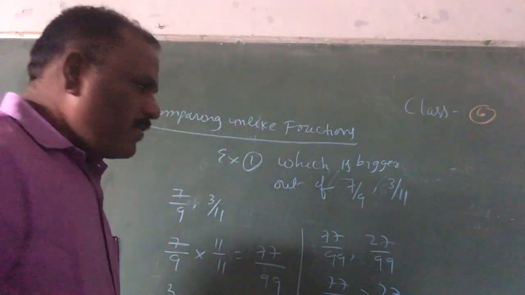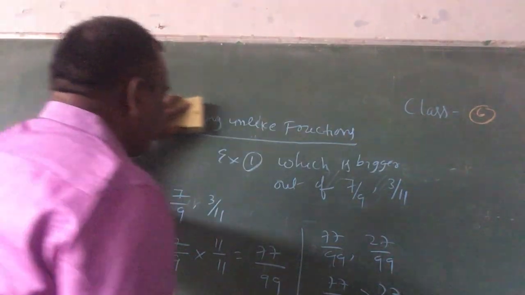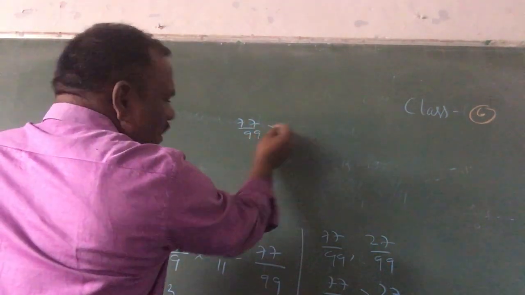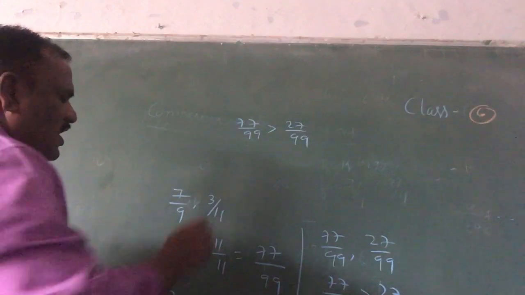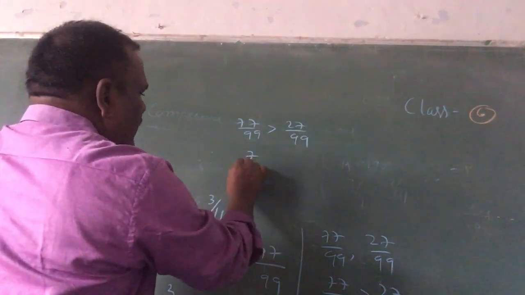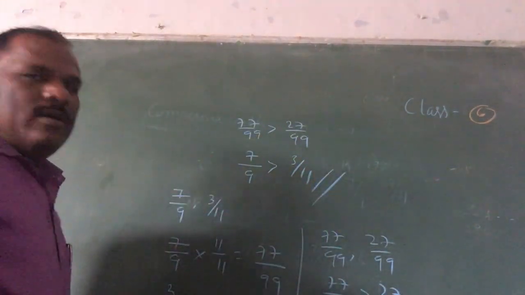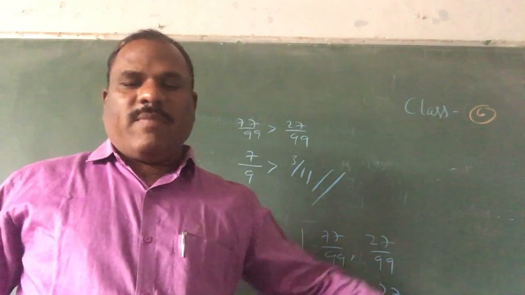So no doubt 77 by 99 is greater than 27 by 99. Why? Because the denominators are the same. Therefore, 7 by 9 is greater than 3 by 11. That's all. Like this, we have to do it, children.